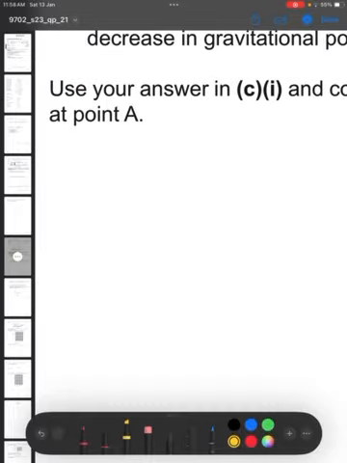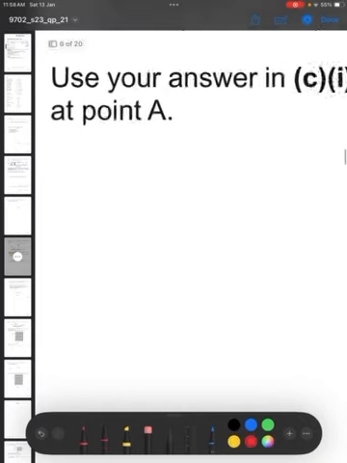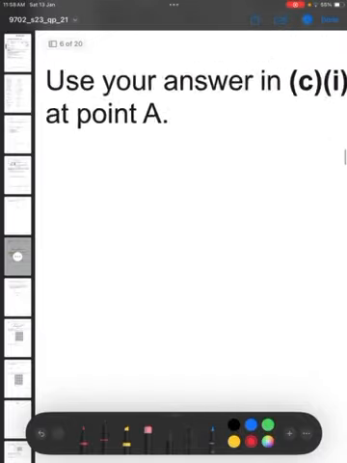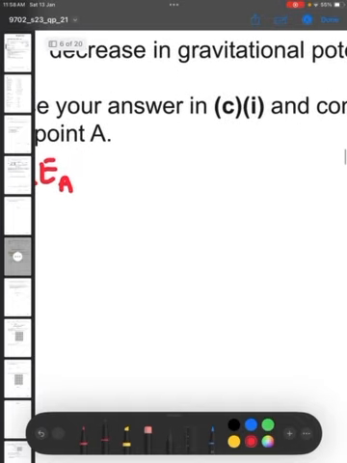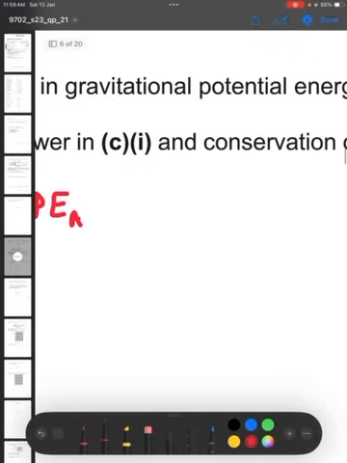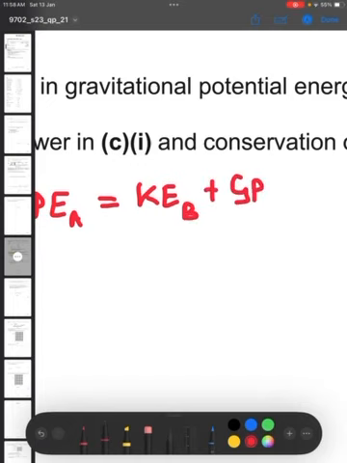Energy has only two forms: gravitational potential energy and kinetic energy. So we will start off by understanding what energy we had at point A. Let me write it in terms of words. Let's say kinetic energy at A, which we don't know yet, plus the gravitational potential energy, GPE, at A. Then we say kinetic energy at B plus the gravitational potential energy at B.